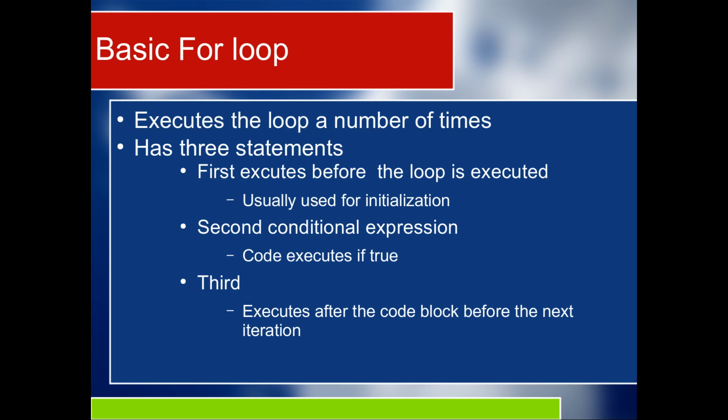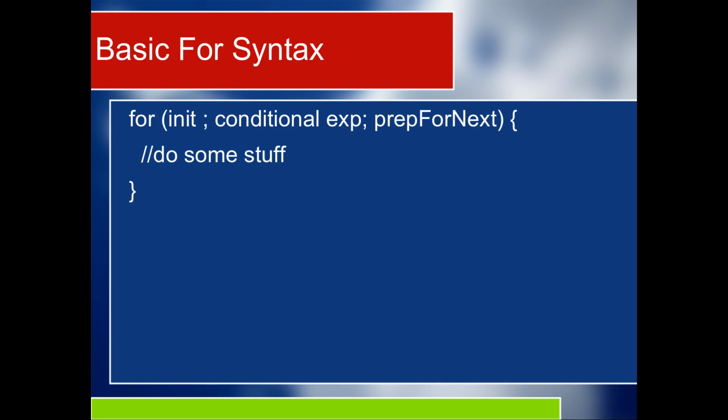Now, it's usually used to say increment or decrement some value. So if I put this syntax together, this is what you have. You have for, and I'm going to call init for that initialization, that statement 1. Then you have a semicolon, and then some sort of conditional expression. And then you're going to have what I call prep for next. It's usually an incrementer or a decrementer. Then you're going to have this code block.